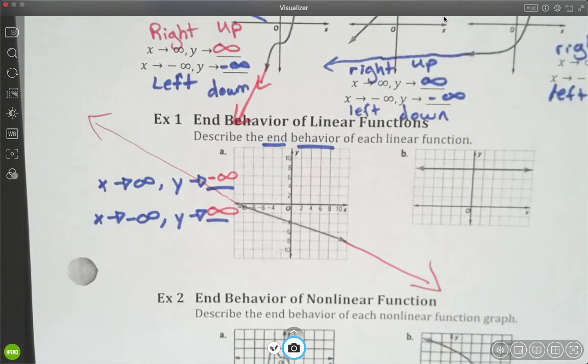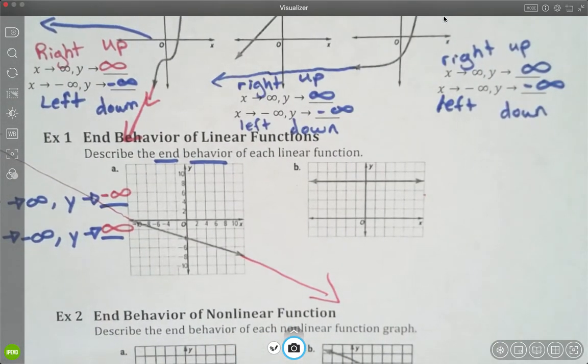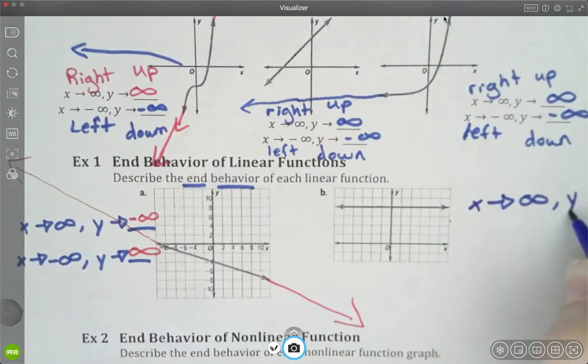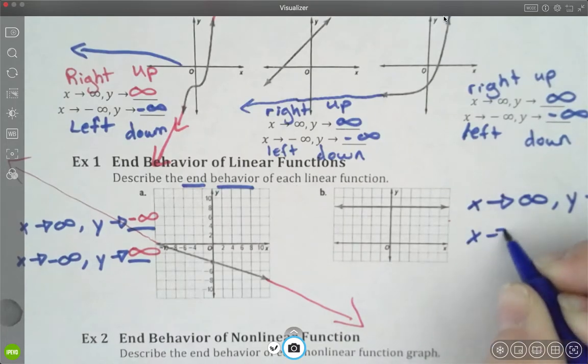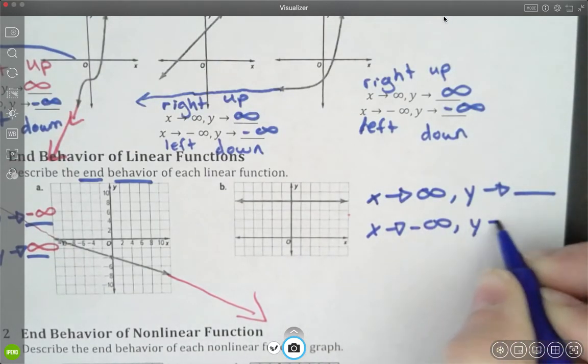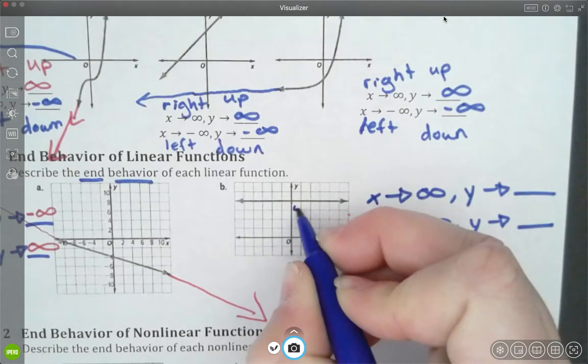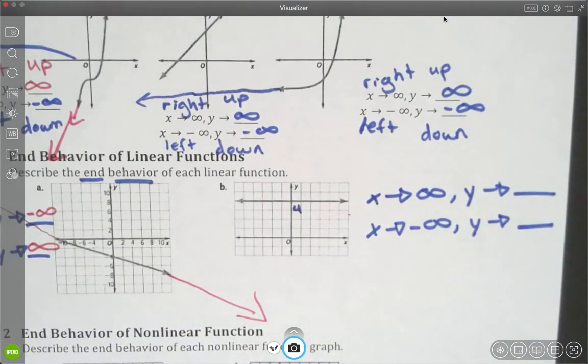So you're going to have to write that out for each one of these and just fill in the blank for x and y. Now, they try to trick you on this one. So let's fill in our x approaches infinity, y approaches whatever. As x is approaching infinity, meaning it's going to the right, what's y doing? As x approaches negative infinity, what's y doing? They try to trick you with this one because it's a horizontal line. Is it going up or down at all? No, it's staying at, what's that point? I think it's staying at a coordinate of 4 all the way across.